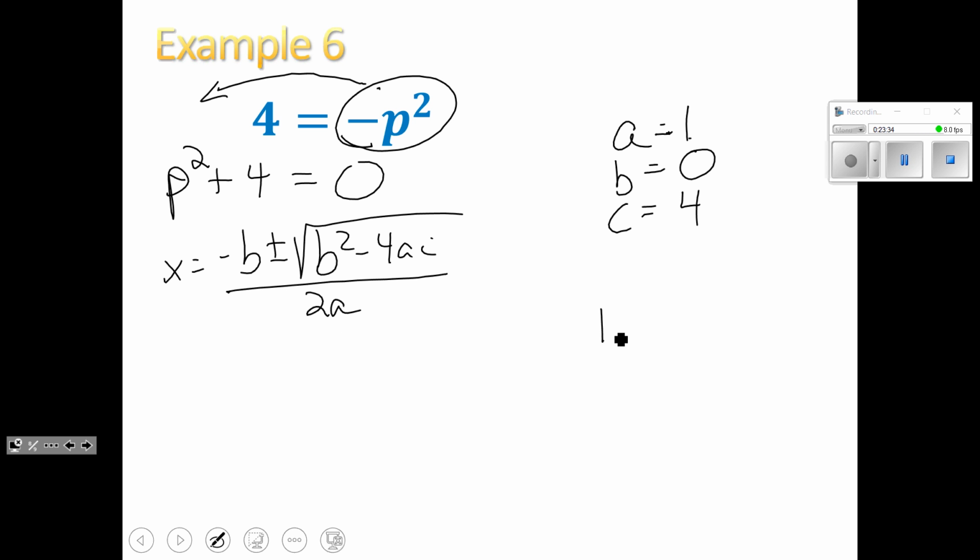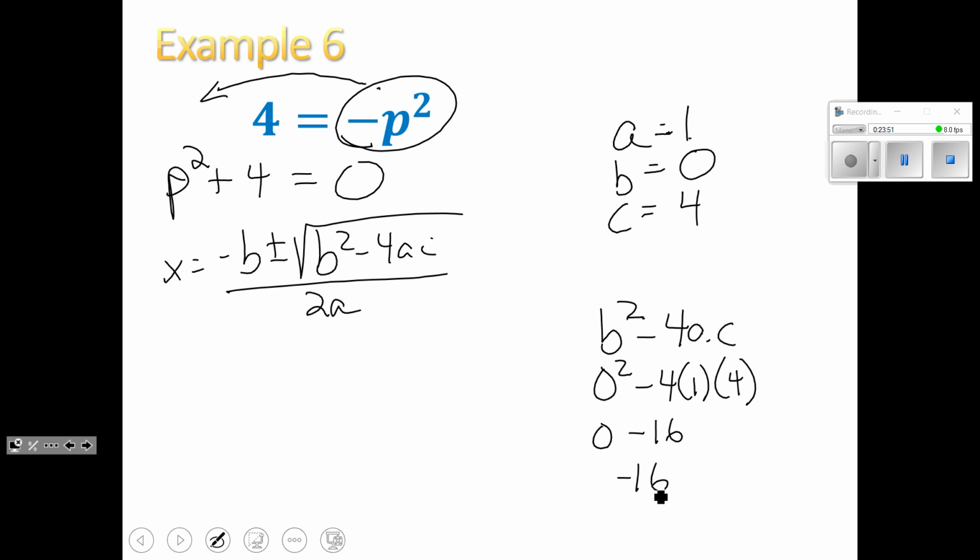So let's work on our discriminant first. 0 squared minus 4 times 1 times 4. So this is going to be 0 minus 16, which is -16. Tell me about the square root of a negative number. Square root of a negative number in Algebra 1, you can't do that. Like a lot of you should put in the square root of -16, and some of our calculators are giving us an i answer, but a lot of our calculators are giving us an error.